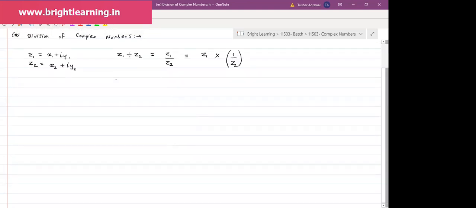So if we go by substitution, x1 plus i times y1 divided by x2 plus i times y2 is equal to x1 plus i times y1 multiplied by the multiplicative inverse of x2 plus i times y2. And the multiplicative inverse of x2 plus i times y2 is represented by the symbol 1 upon.